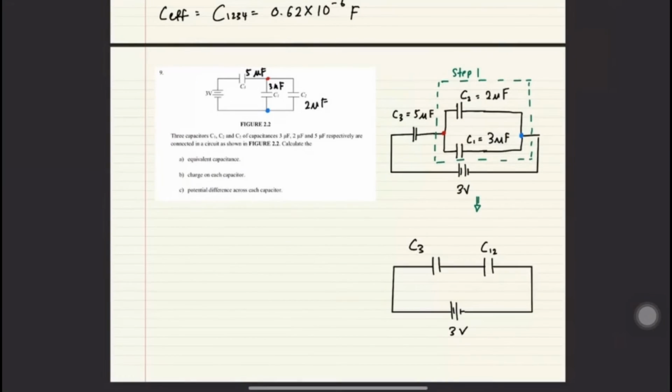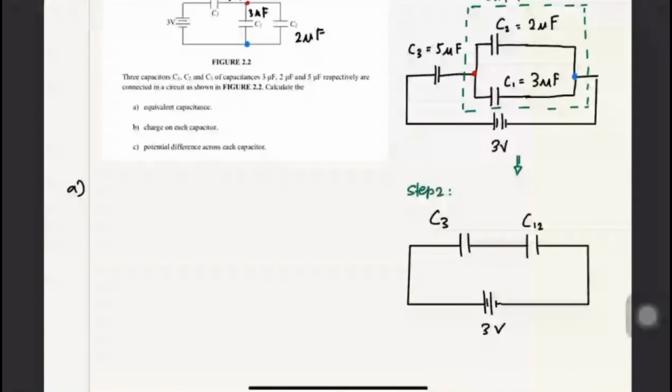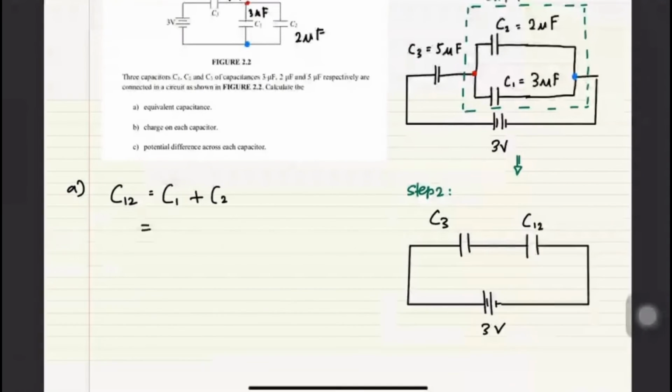Okay. It's really important for you to draw setiap satu ni. And then this is your step tu lah. Sebab sekejap lagi kita nak cari charge yang potential difference. This diagram will be very important. Okay, let's take first equivalent capacitance. You want to find C12, itu adalah parallel. You simply add C1 dengan C2. You should get 3 plus 2.